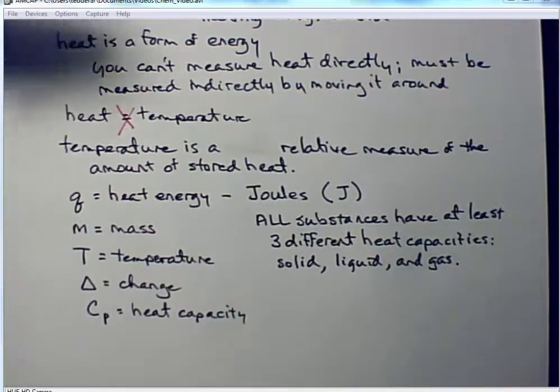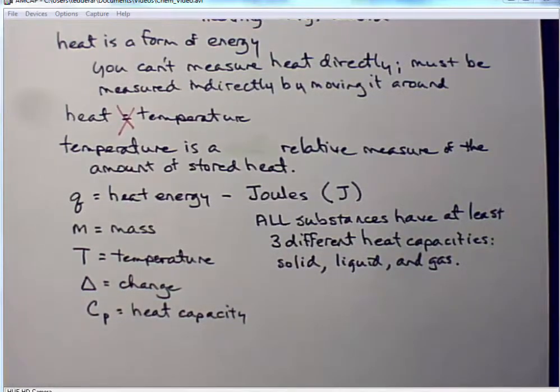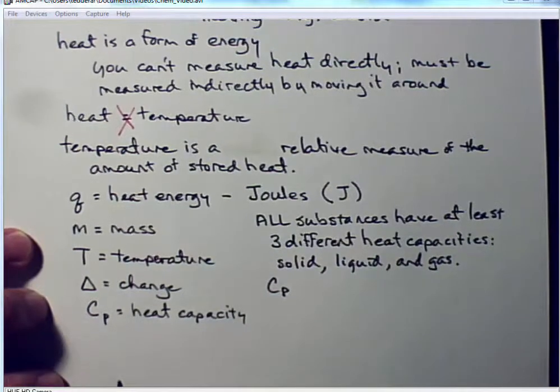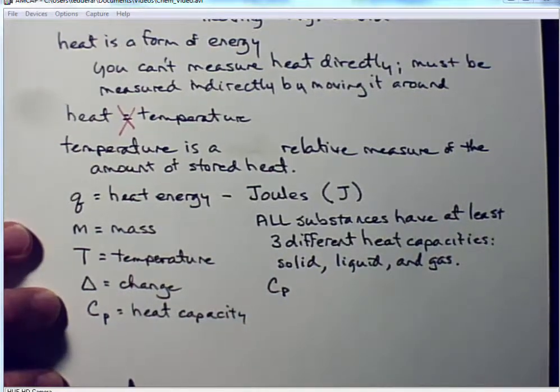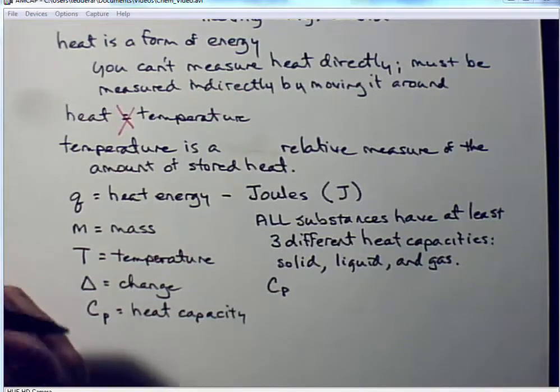So water, for example, we use water's heat capacity a lot. Water has a heat capacity for ice. It has a different heat capacity for liquid water, and it has a third heat capacity for steam or gaseous water. Okay? Specific heat is a ratio that shows how well a substance stores or releases heat energy.